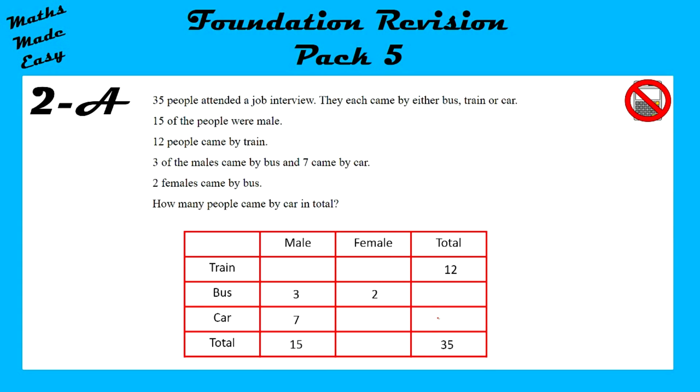So for example, I know that 15 males in total, 3 on the bus, 7 on the car, means that 5 must have taken the train. 7 females must have taken the train because there's a total of 12, and I can keep working around my two-way table using adding and subtracting to fill in the missing values, and in total the number of people who came by car was 18.